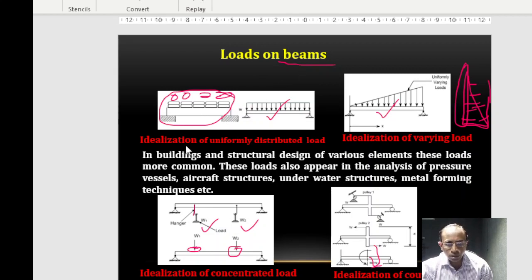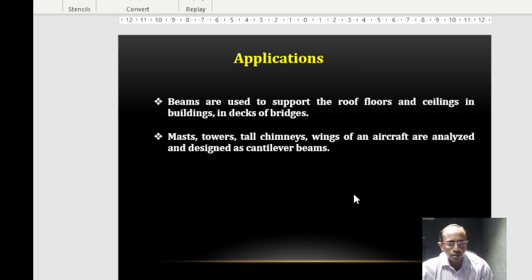In practical life, the loads acting on pressure vessels, aircraft structures, underwater structures, and metal forming techniques are these kinds of loads that you may have to deal with. Finally, the applications of beams: where are beams used in different locations? In buildings, they support the roof, floors and ceilings. And in bridges, they are used as the decks of the bridges.